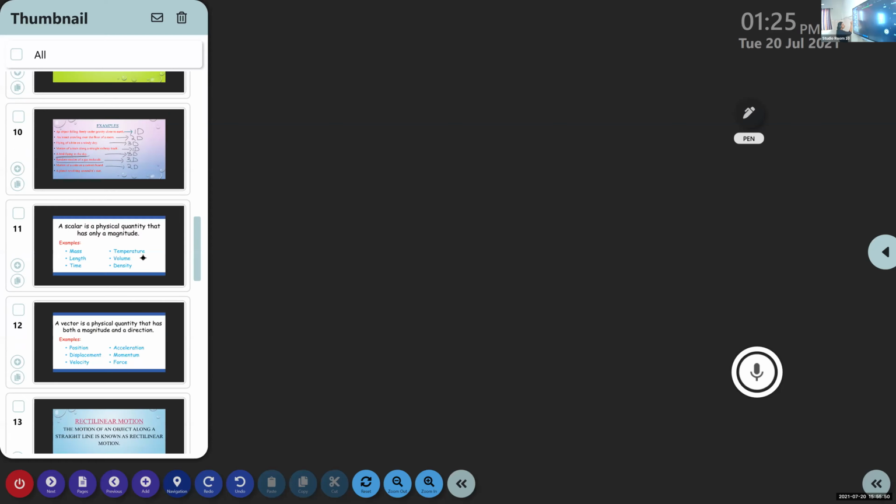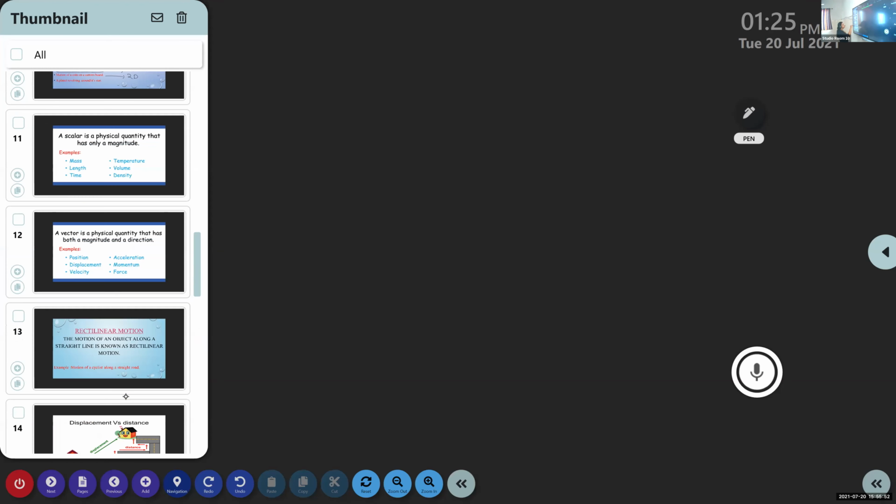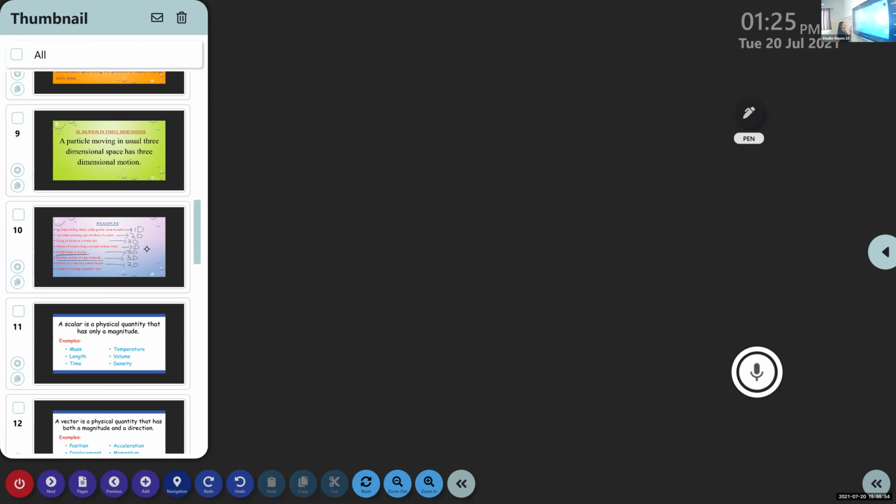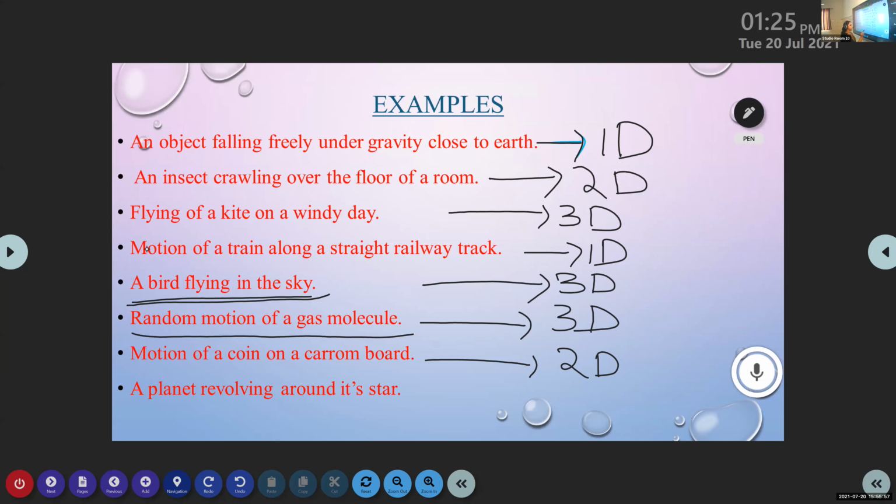So that's all about our one-dimensional, two-dimensional, and three-dimensional motion. A planet revolving around its star, even though it occurs in space, moves in a fixed path. Since the planet is revolving around its star in a fixed path, we can consider it as two-dimensional, not as three-dimensional. So that is the conclusion we make from here. All the spatial motions are not three-dimensional motions. Some exceptional cases are there.